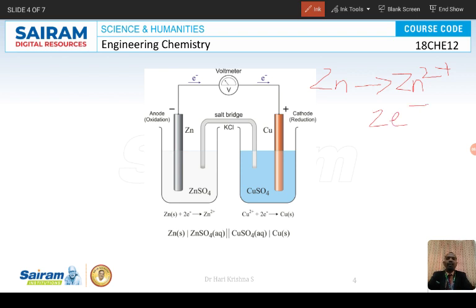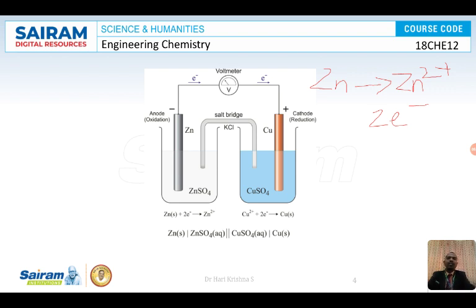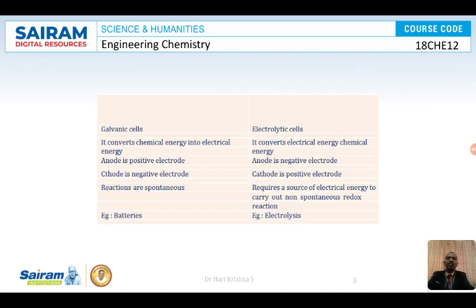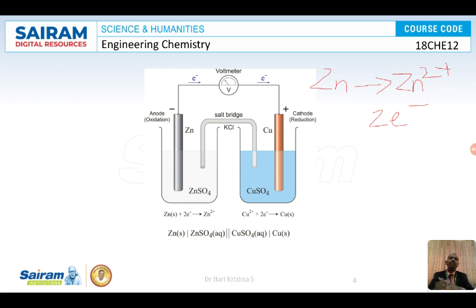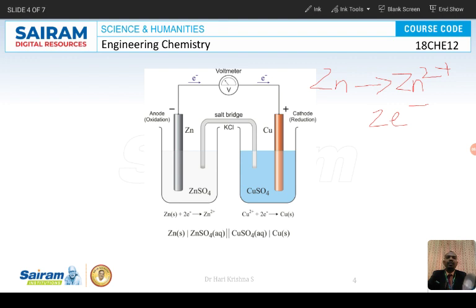At copper, reduction occurs. These electrons will move from zinc towards the cathode. Here, Cu2+ will accept 2 electrons to give Cu.